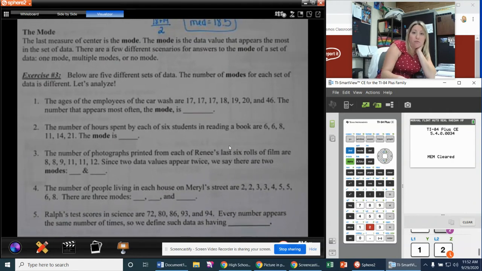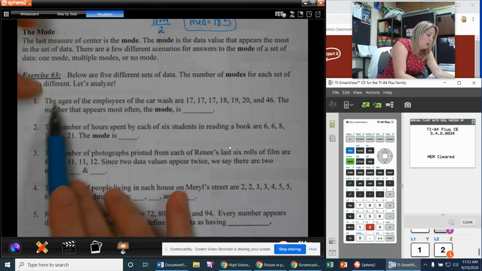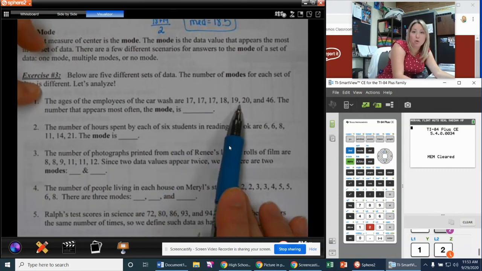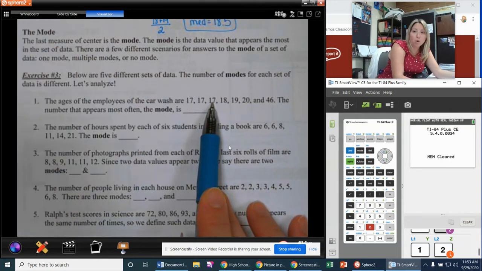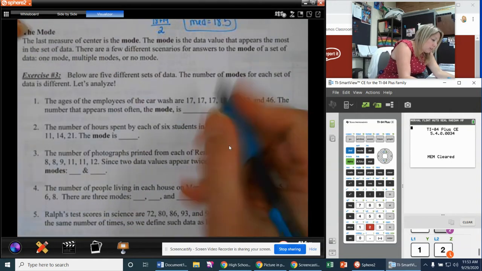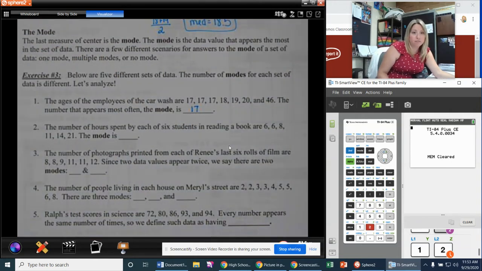You might have one mode. You might have multiple modes. You might have no mode. And so I just want to show you in all these different data sets what the mode is or are. Okay? So we'll use the example we just had of the car wash peeps, and you see that 17 is clearly used more than any of the other data values. The mode here is 17.